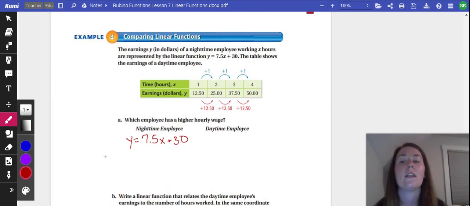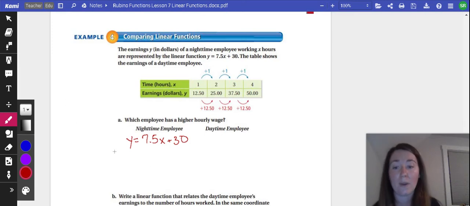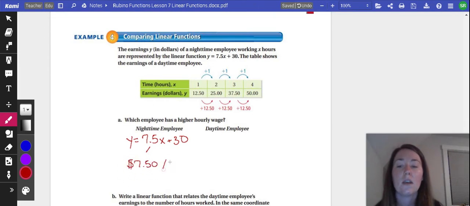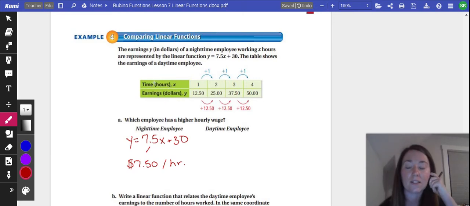So it makes sense that the number we are multiplying by the amount of time we worked would be our hourly wage, okay? So in this one, we can simply look and say the nighttime employee must make $6.50 per hour, because that is the number that you would multiply by x, or by their total number of hours, right? Now the daytime employee, for this one, we need to look at the table that we were given.